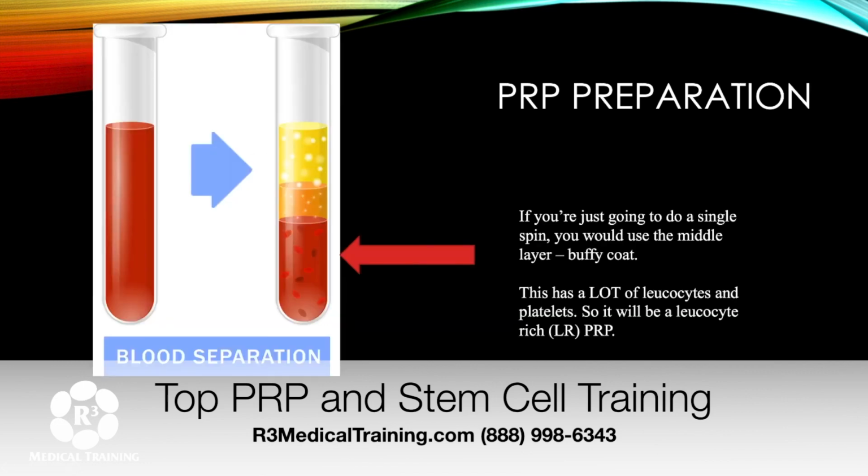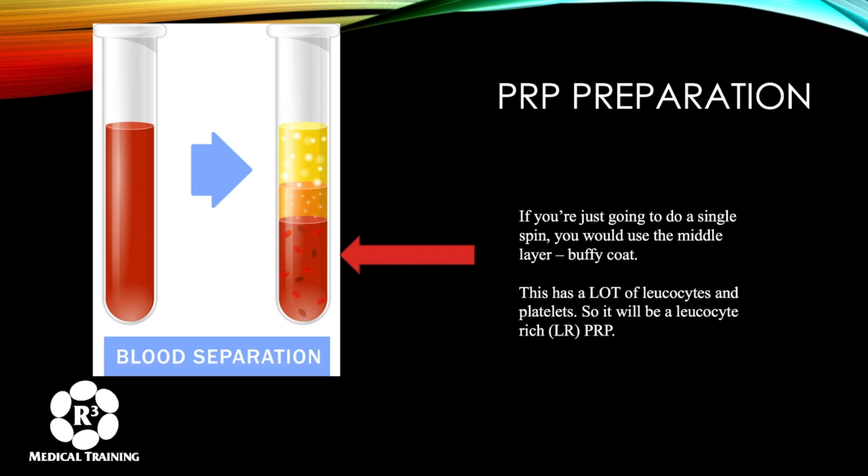Now, if you're just going to do a single spin, then you would use this middle layer. It's called the Buffy Coat, and it does have a lot of leukocytes, which are white blood cells, and platelets. So if you just do a single spin and use this middle layer, the Buffy Coat, that would be a leukocyte-rich PRP.